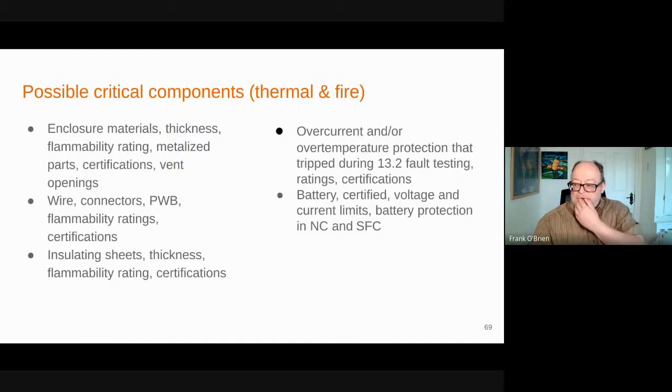Here's your other item: the enclosure, wiring, connectors, boards, an insulating sheet. Think about transistors mounted to a heat sink, or a board mounted with a sheet under it. Some of that's critical and might get picked up in 8.10, the table. Certainly all your overcurrent and over-temperature protectors, batteries and battery protection, I would expect to see on Table 8.10.